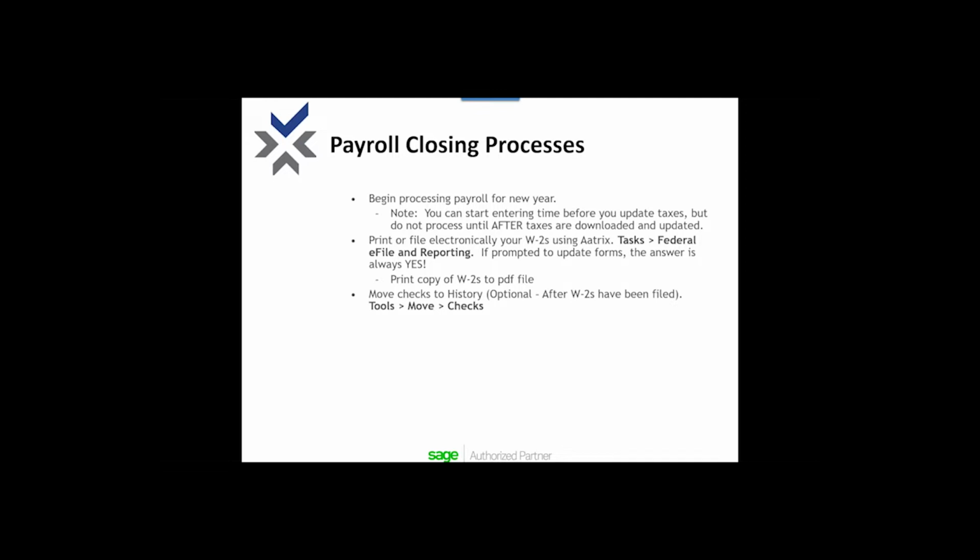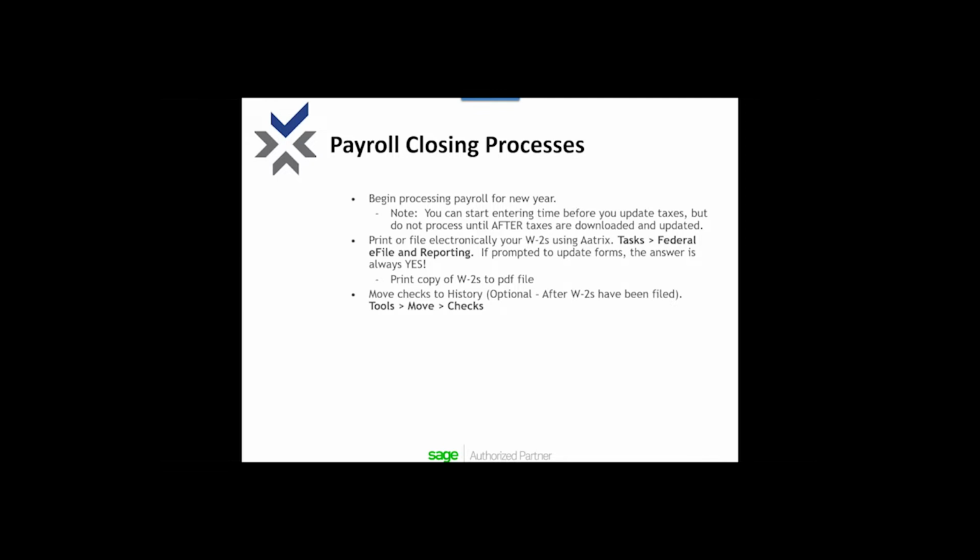We do recommend printing all of those W-2 files to PDF as well as to paper, if you're going to actually print paper and not have Atrix do all the filing for you. So keep a PDF file of those, so if you need to reprint or something, you've got that in a digital copy.